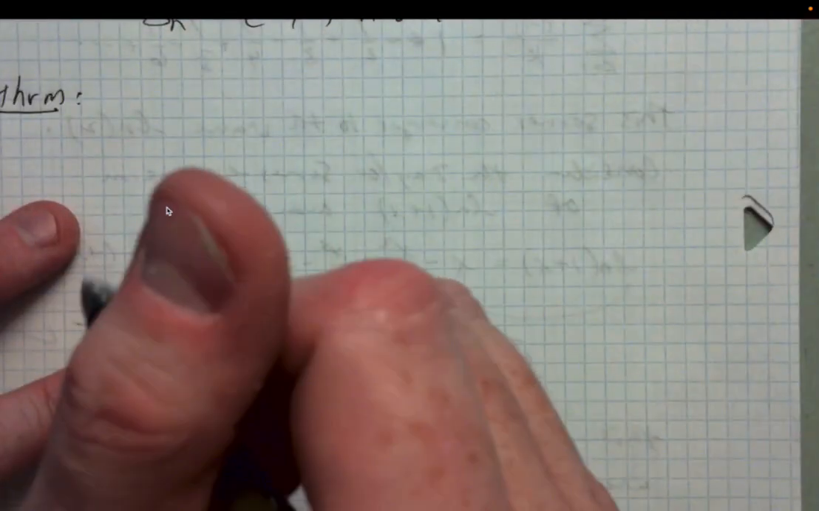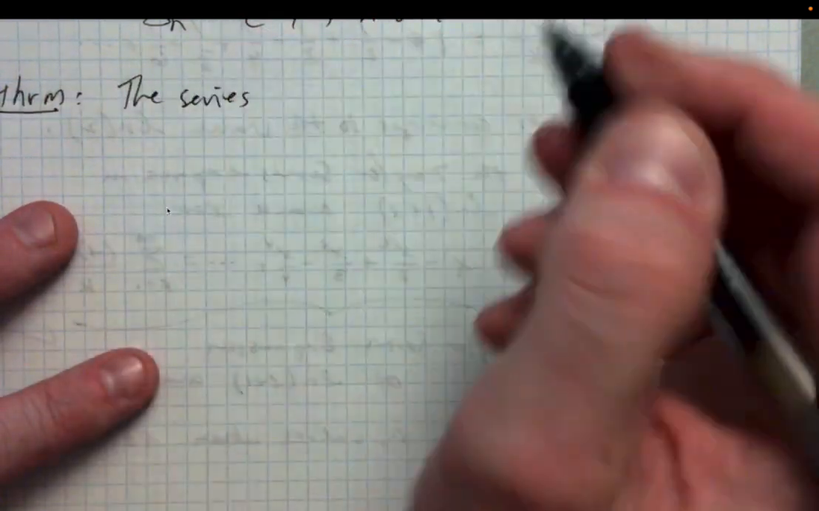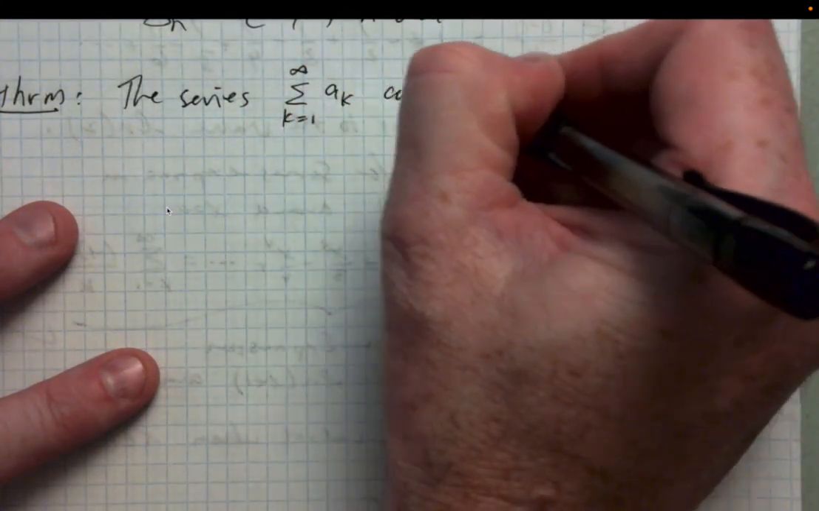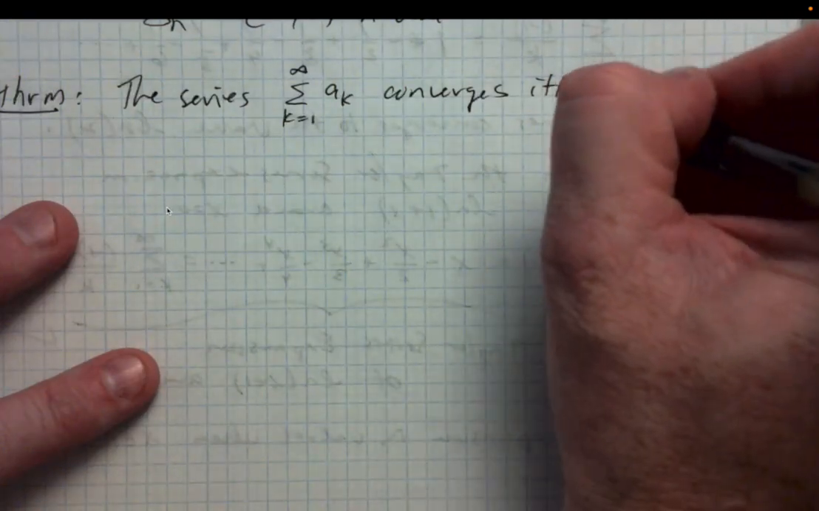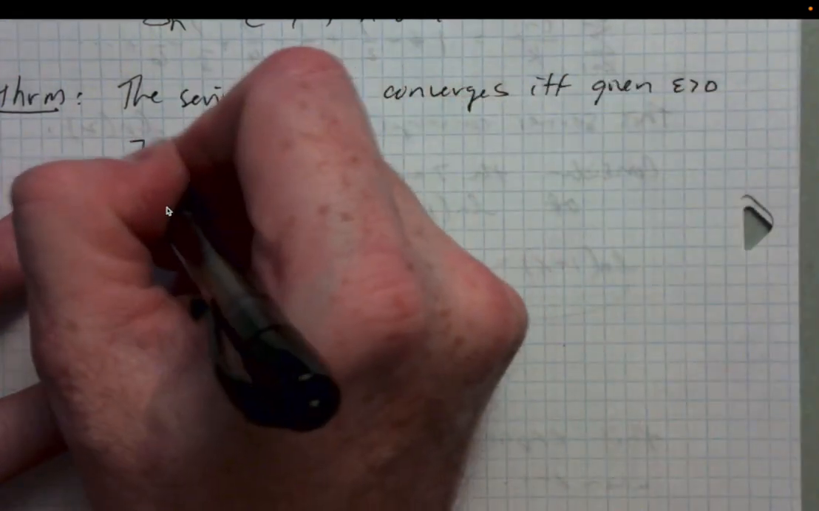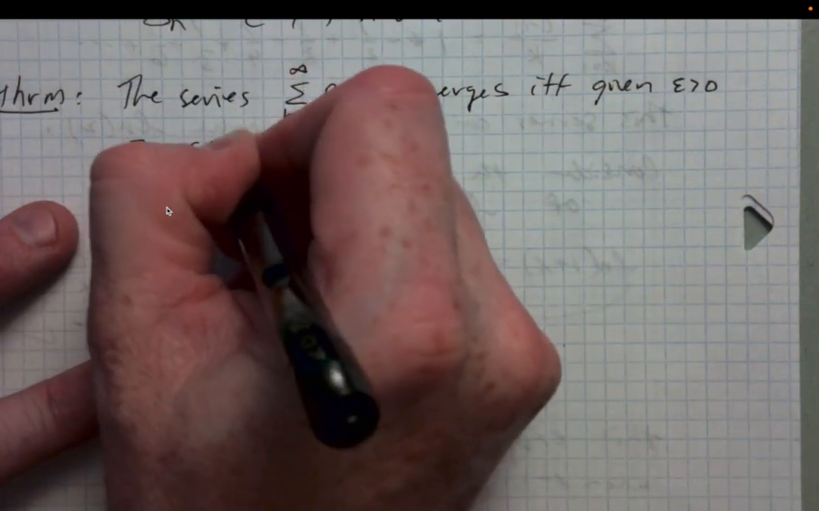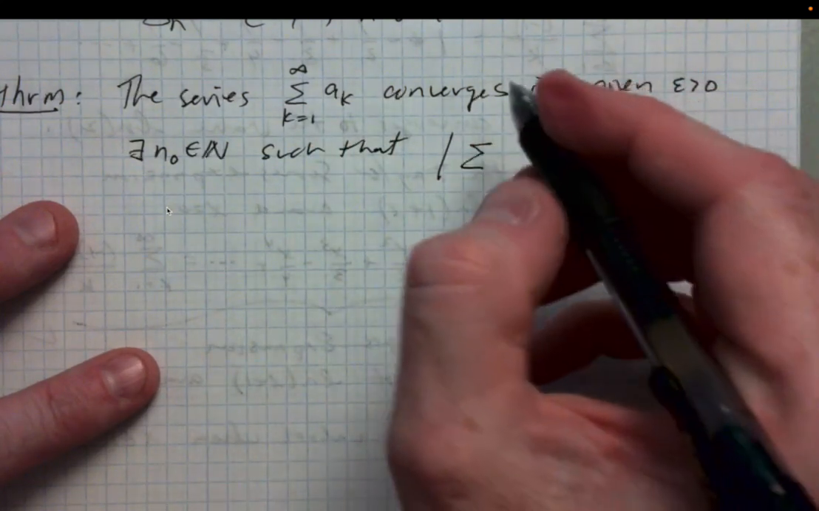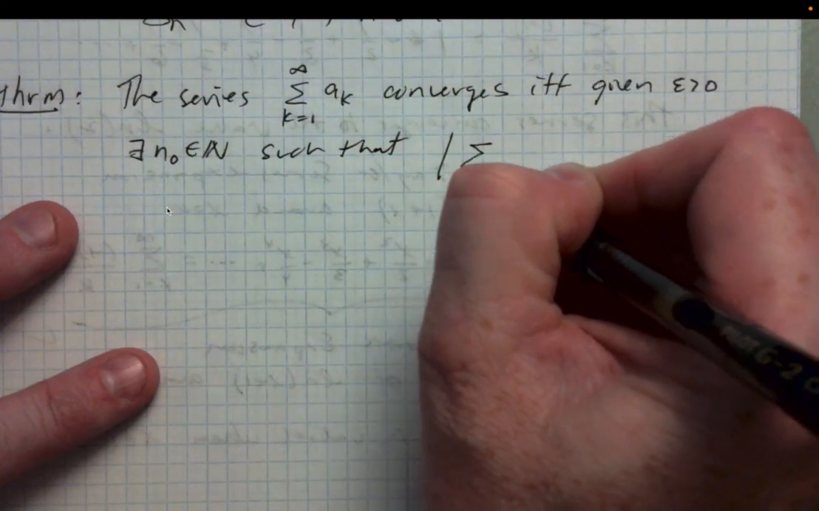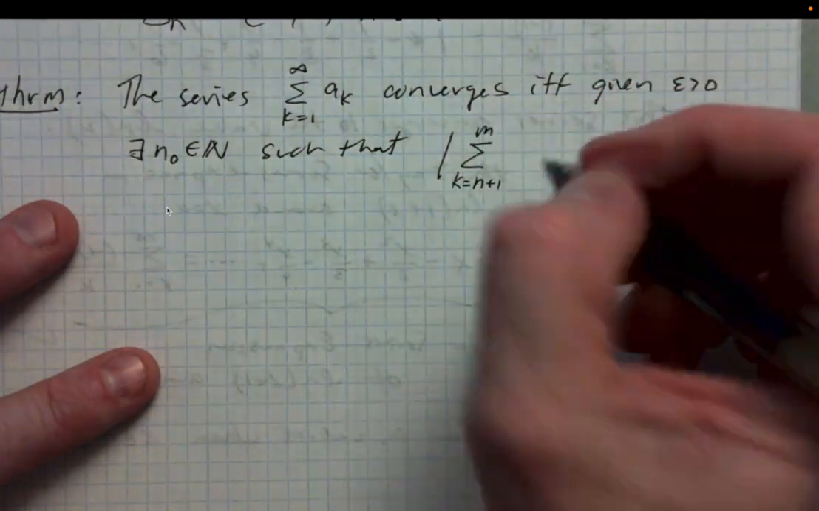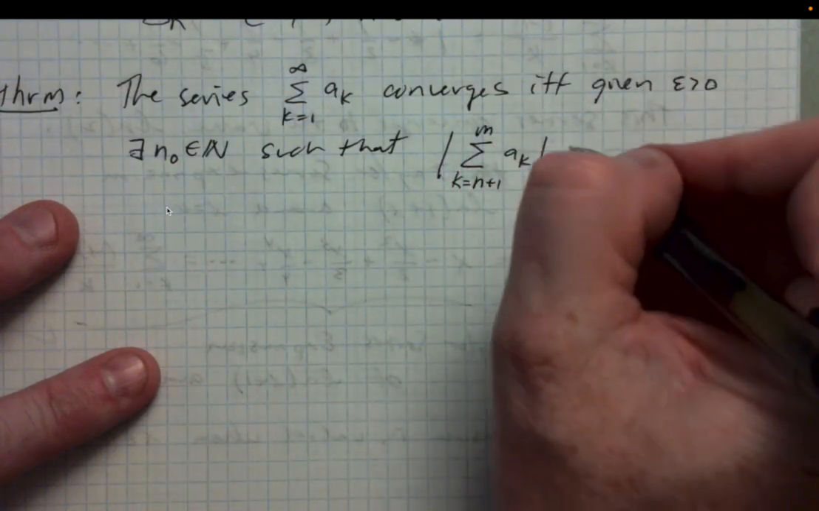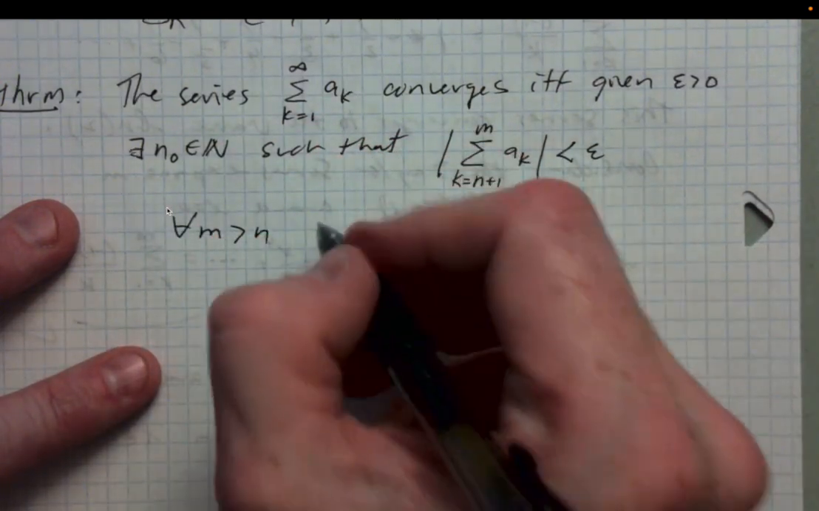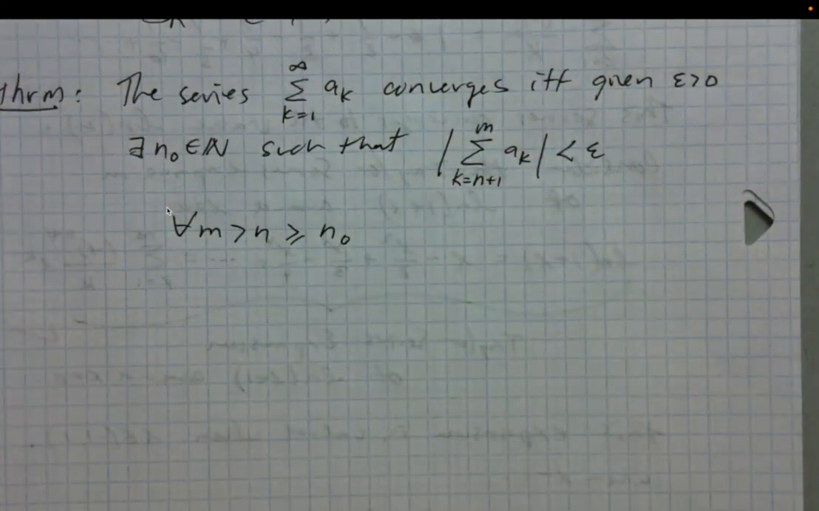Okay, so this theorem states that the series sum from k equals 1 to infinity of a sub k converges if and only if, given epsilon greater than 0, there exists an n naught, a natural number, such that the absolute value of the sum from k equals n plus 1 to m of the series is less than epsilon, and that this needs to be true for all m greater than n greater than or equal to n naught.